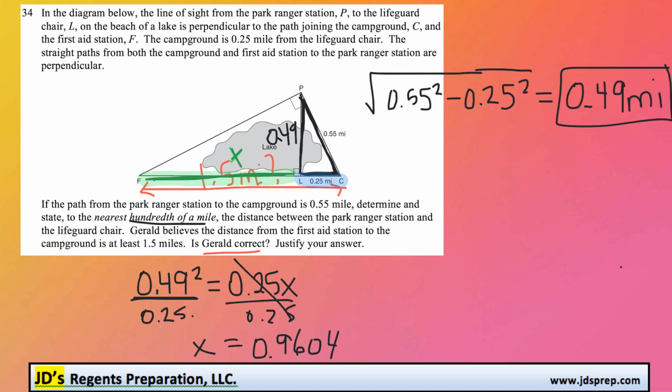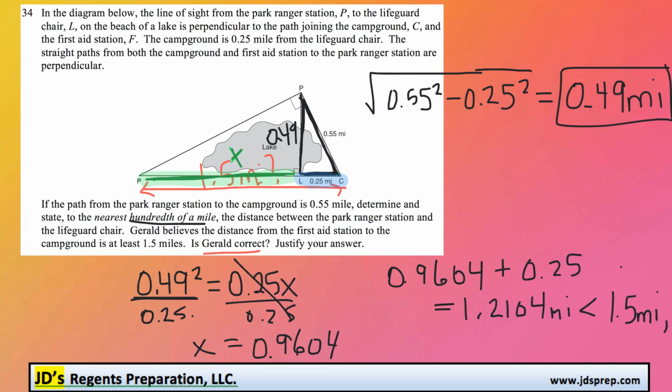So Gerald thought the total distance from the F to C in this diagram was at least 1.5 miles. Well, let's figure out if he's right. We're going to take that x distance of 0.9604, add that blue distance we know to be 0.25 miles, and that gets us a total distance of 1.2104 miles. And that is less than his estimation, right? So we can say that's less than 1.5 miles. So we can say no. Gerald is wrong.